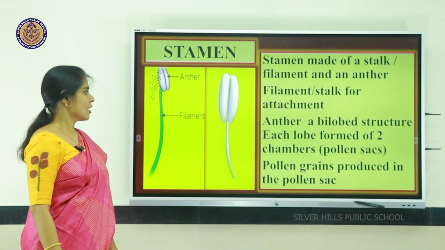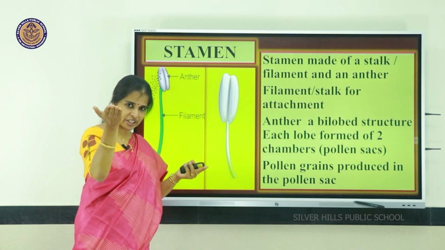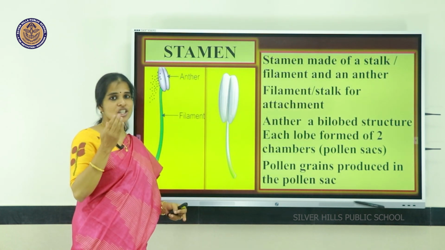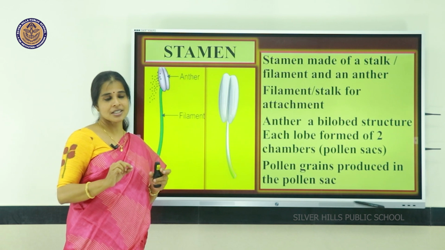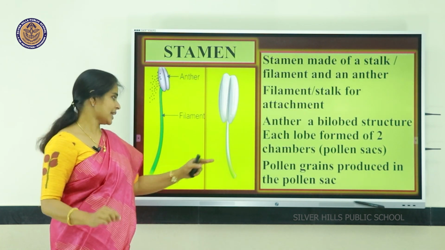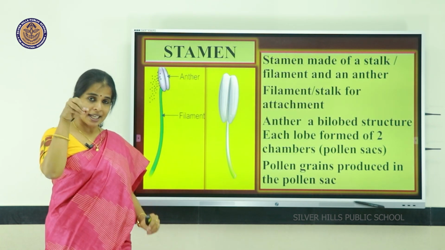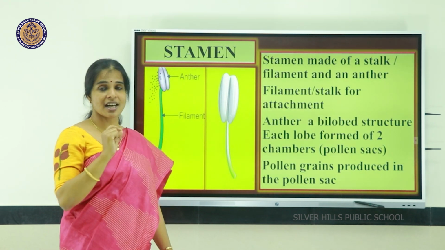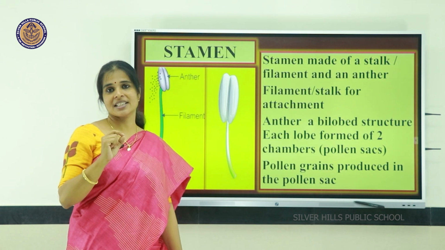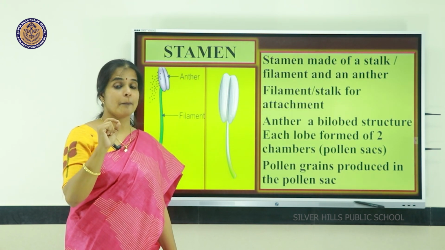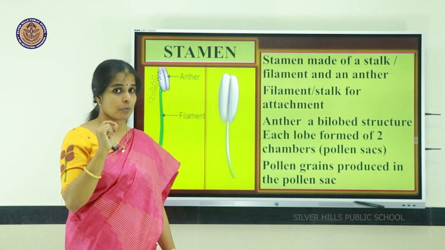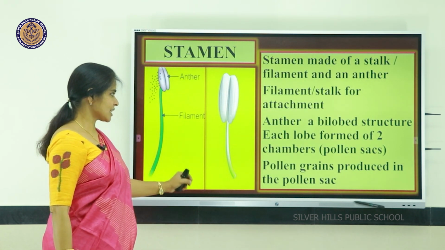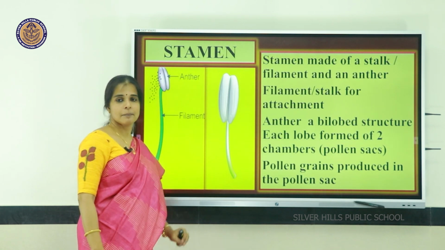Each lobe is formed of 2 chambers. If we take a cross section of that, we can see inside each lobe there are 2 chambers, which we call pollen sacs. Inside these pollen sacs, the pollen grains are present. These pollen grains are the male gamete, the male reproductive cell, which is involved in reproduction. So, that is present inside the pollen sac.